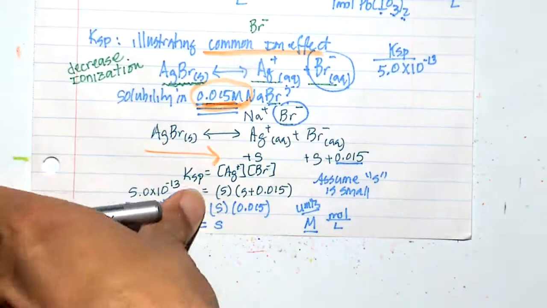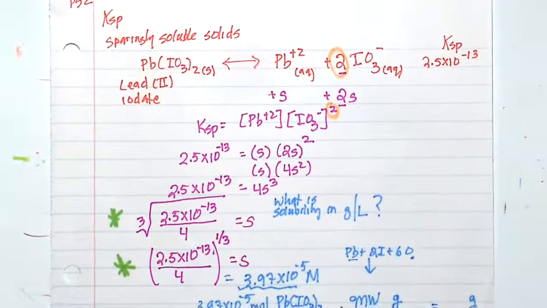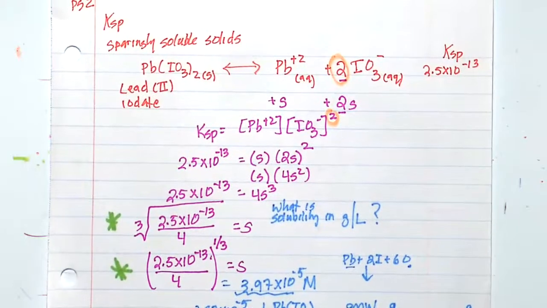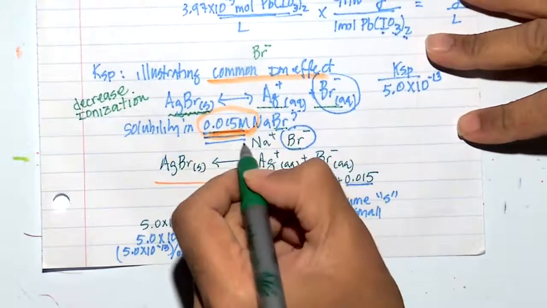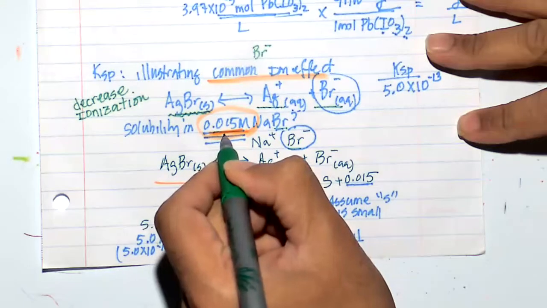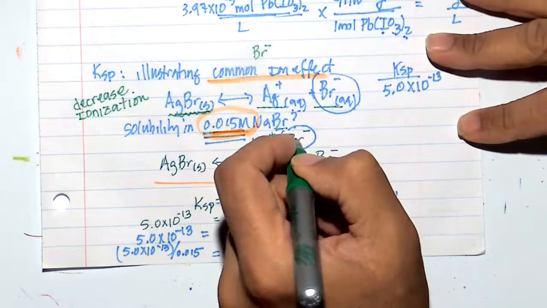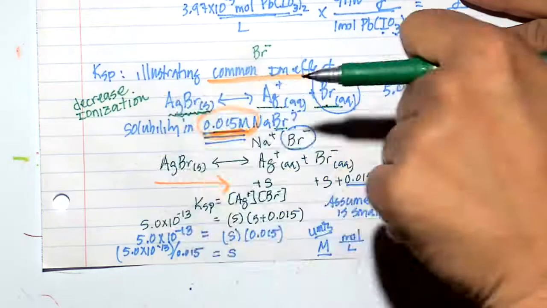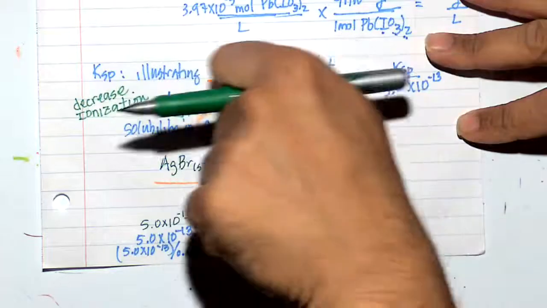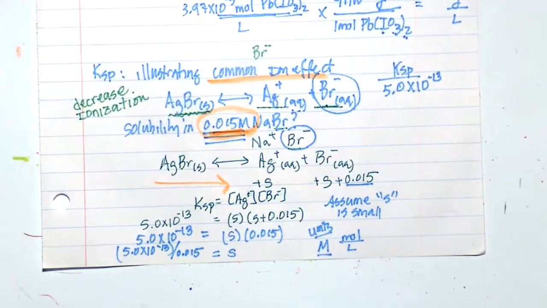So here above we did it without any common ion. This is just in plain water. Here we're doing it with the common ion. The problem tells you it's in 0.015 molar sodium bromide. With the addition of the common ion, with the addition of more Br minus, the reaction is going to go this way. Okay, that's just Le Chatelier's principle.